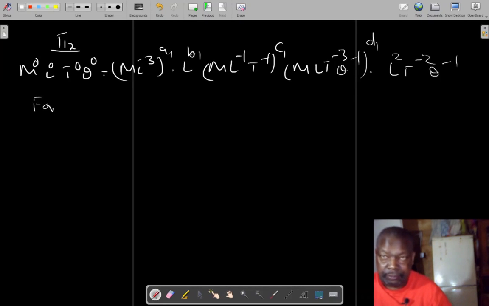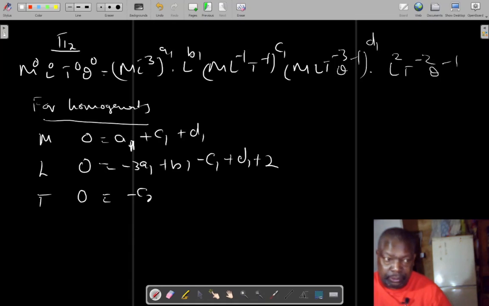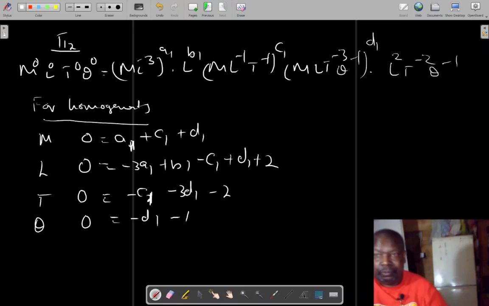Again, for homogeneity, we have for M, 0 is equal to A1 plus C1 plus D1. For L, 0 is equal to minus 3A1 plus B1 minus C1 plus D1 plus 2. For T, 0 is equal to minus C1 minus 3D1 minus 2, and lastly for theta, 0 is equal to minus D1 minus 1, which implies that our D1 is equal to negative 1.